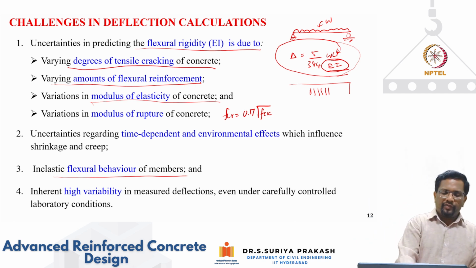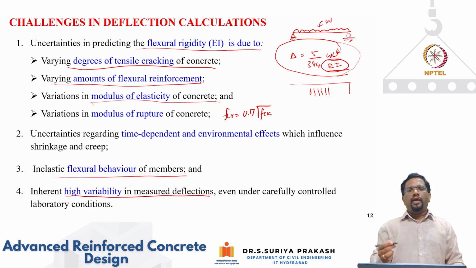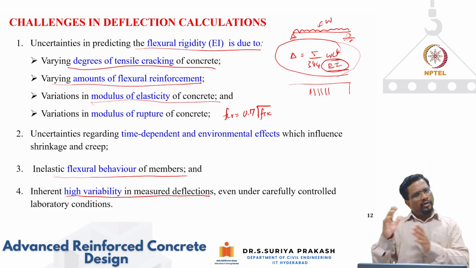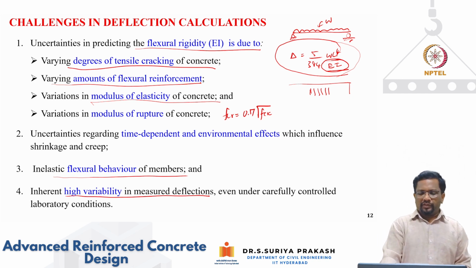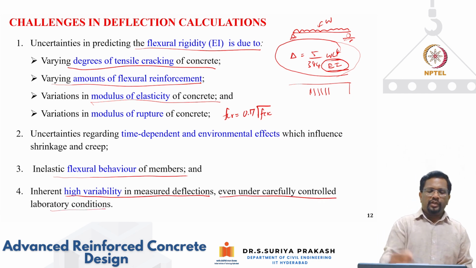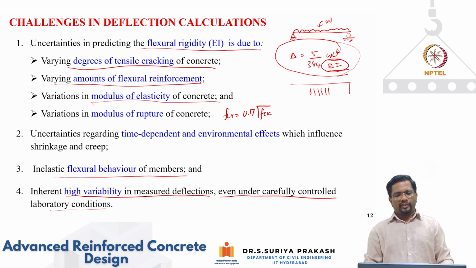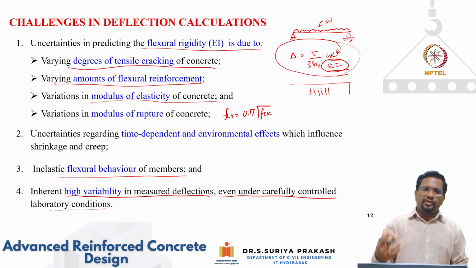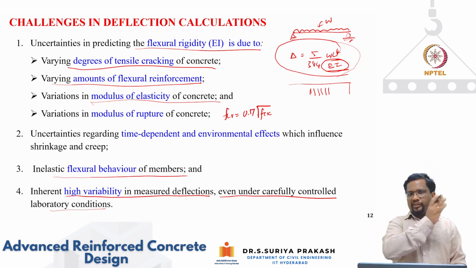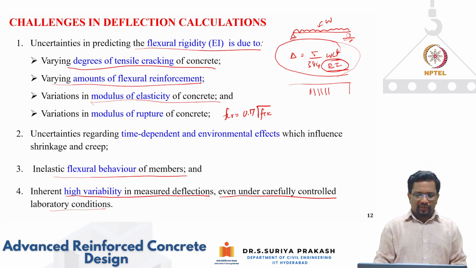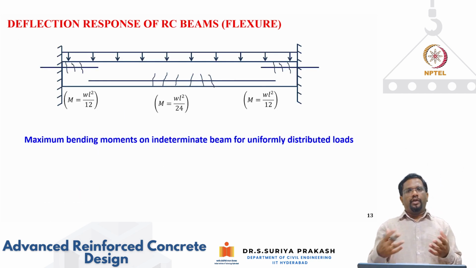You can have high variability in your measured deflections. People have measured deflections in tested specimens in the lab, and you can see that the same set of specimens, when you test them multiple times, you get some variations in your measured deflections, keeping all other parameters the same. So even under carefully controlled lab conditions, there is an inherent variability in the measured deflection, because reinforced concrete is a composite system, and the reinforcement is also varying along the length of your member. So these are all the reasons we have difficulty in accurately estimating deflections.